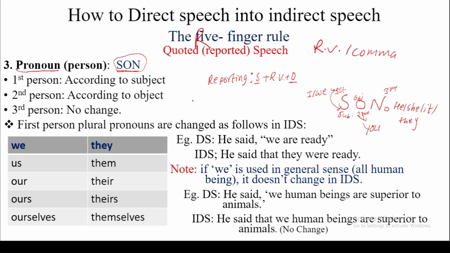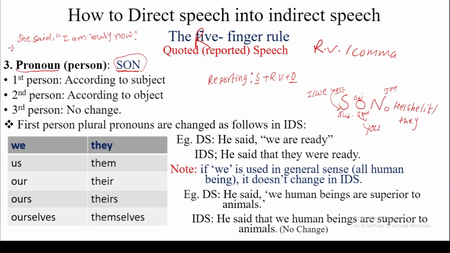So let me give you another example. For example, if the direct speech is, she said, "I am busy now." So this is the sentence.